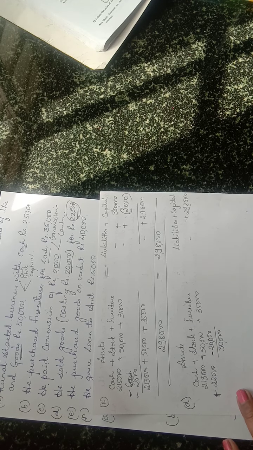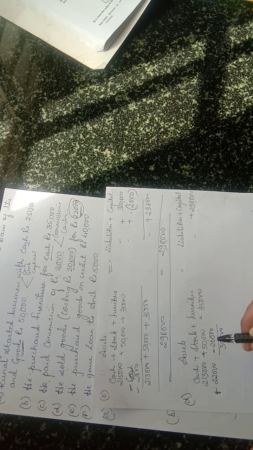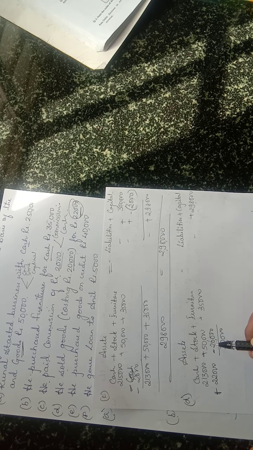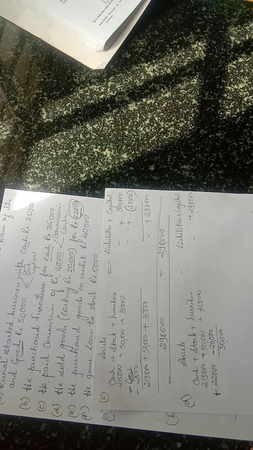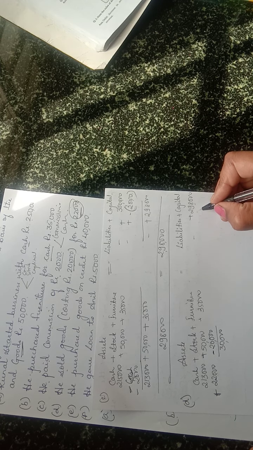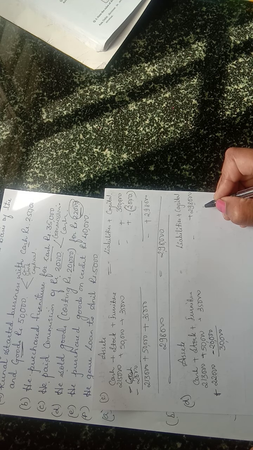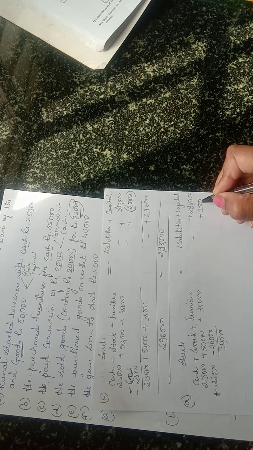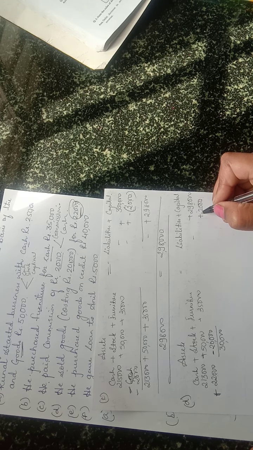Right, now see here. Is it the same here? 22 and here 20? No. The goods cost is 20,000, but you sold for 22,000, means 2,000 extra you are earning. That earning is called profit. So 2,000 is a profit. When profit is there, you have to add it in capital. If there is a loss, you have to minus it here only. Profit on sale is plus to capital.